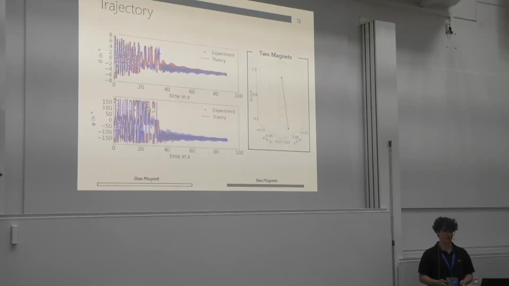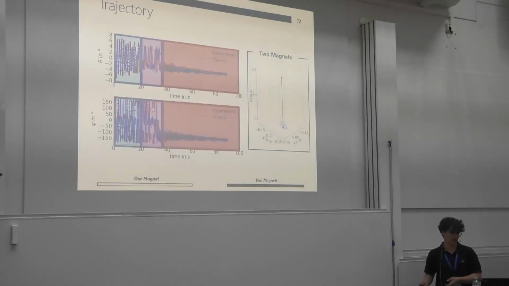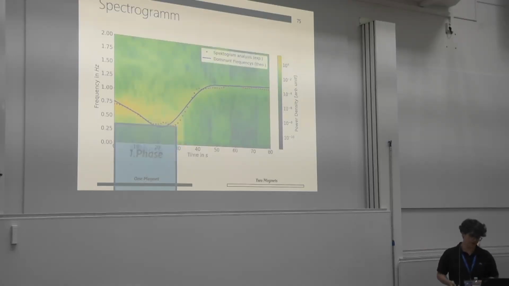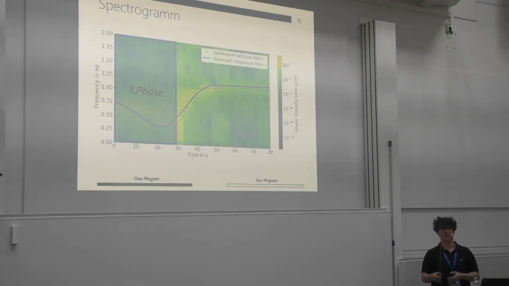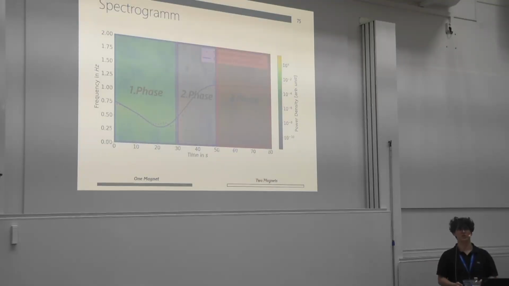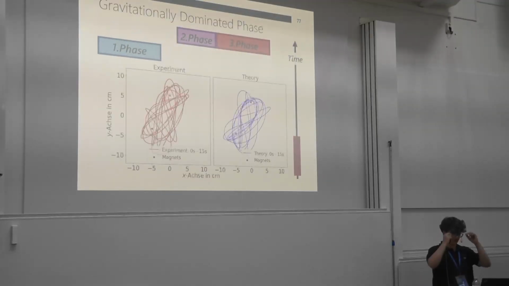Now, coming to the same for two magnets, where we can again see the trajectories with the same phases as before. Again, looking at the frequencies over time, we can see this first phase, with a downgoing trend caused by the deflection and then longer periods of time. The second phase rapidly increases the frequency due to the magnetic interaction, and then the third phase has a nearly constant frequency as well. So we can see that generally we have the same 3 phases as with one magnet.